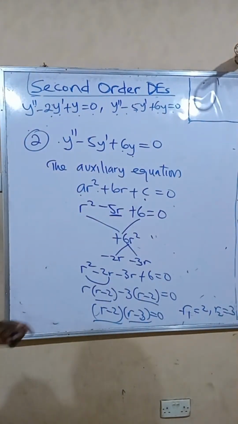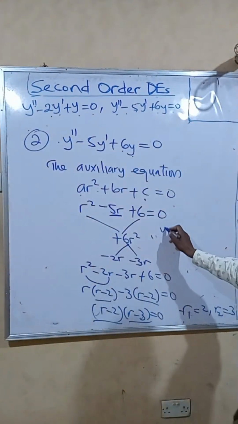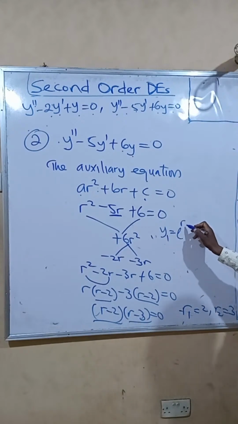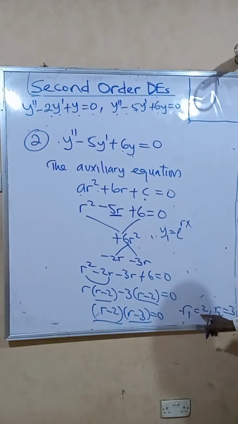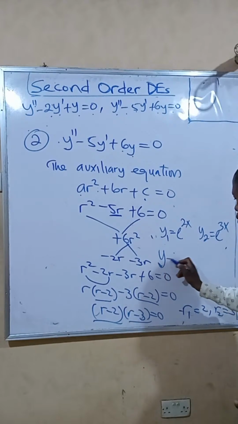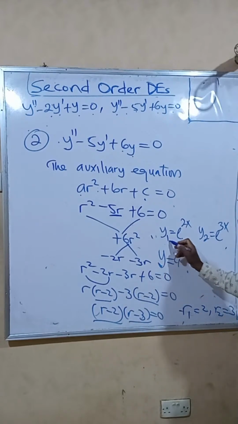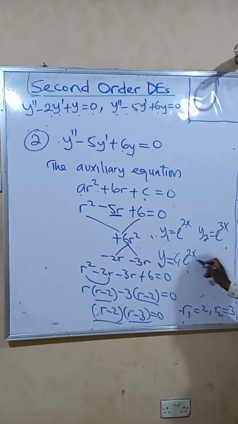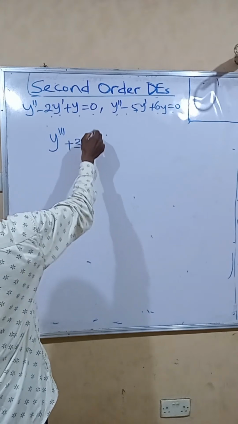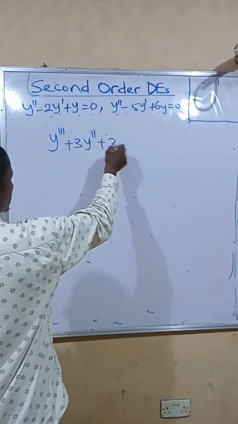The two solutions for the differential equation, y1 will be equal to what? E, don't forget this, to the rx. For my r1 is 2, that'll be e to the 2x, and then y2 will be equal to what? E to the 3x. So the general solution will be equal to what? C1 times y1 plus C2 times y2.